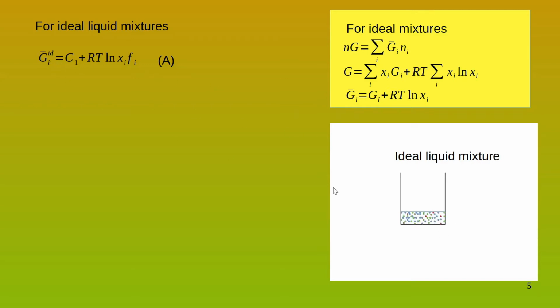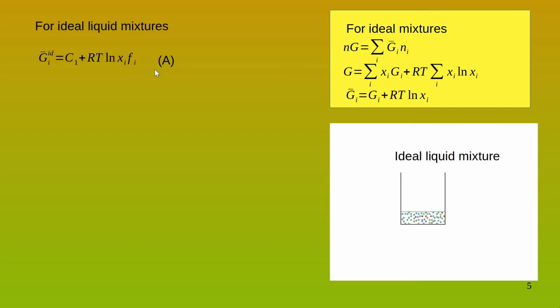Now therefore Gi partial, that is the partial Gibbs free energy of any component i in an ideal liquid mixture. See, there are three types of molecules here. One is red, one is green and one is blue. So let us take for example the red molecule. The partial Gibbs free energy of the red molecule in this mixture when it is ideal is nothing but C1 plus RT ln xi fi.